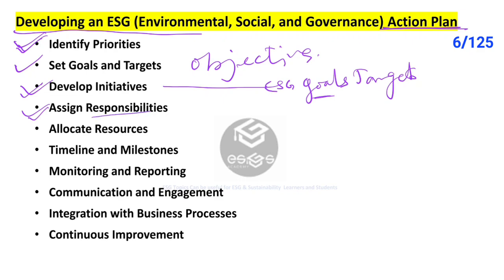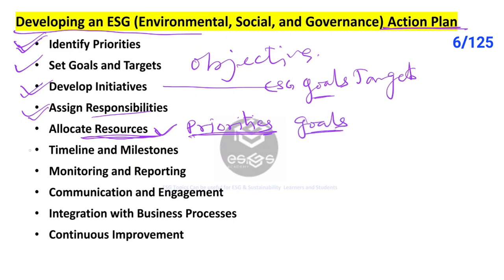Then next is allocating the resources. Allocating the necessary resources, including financial, human, and engineering resources, to support the implementation of ESG initiatives effectively, and ensuring that resources are allocated and aligned with the priority areas which we have identified during the materiality assessment. Okay, the key priority or key focus areas. We ensure the alignment with the priority areas and the goals that we have identified.